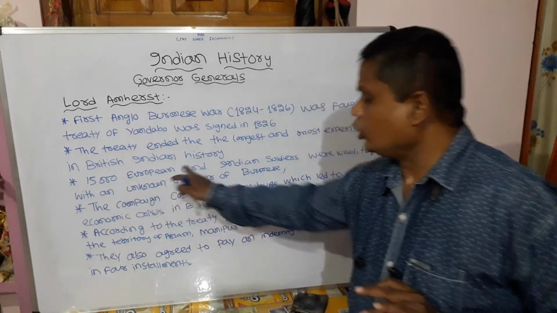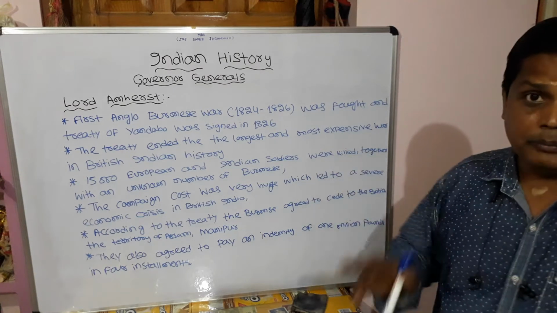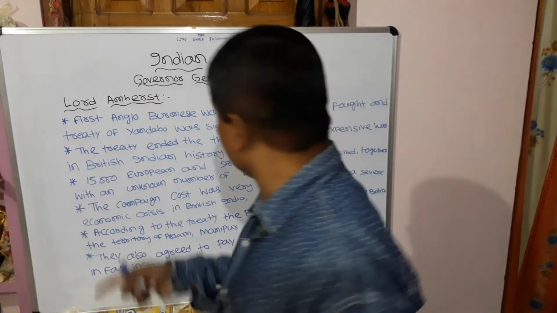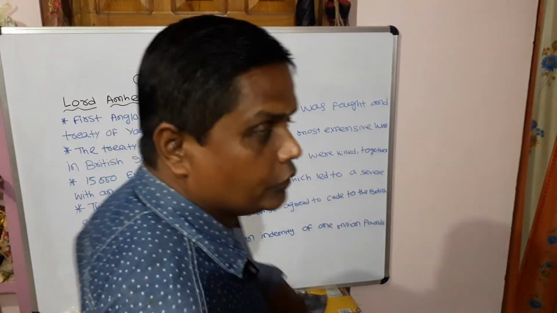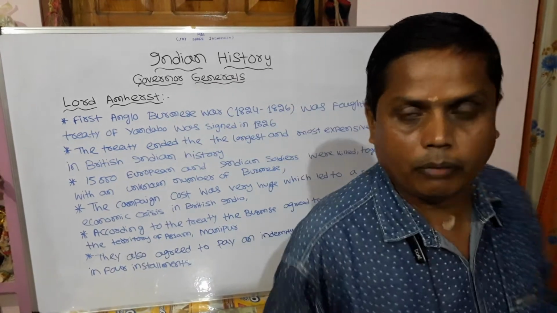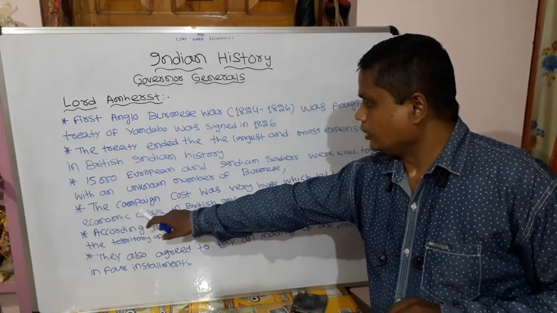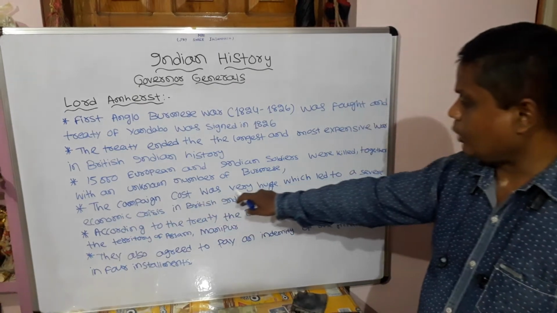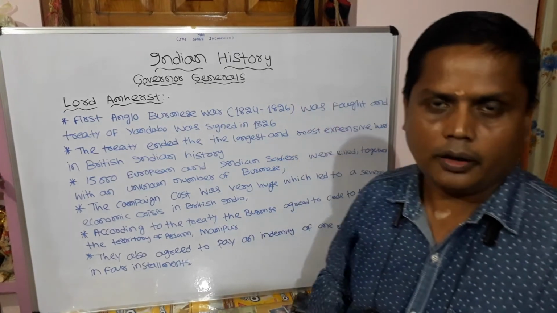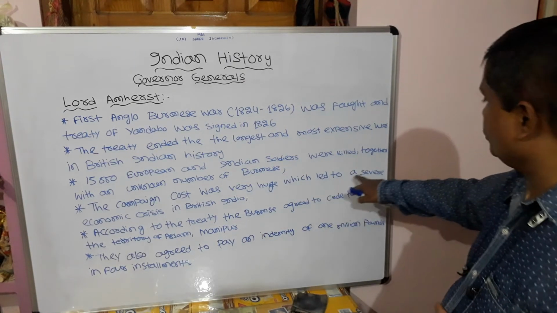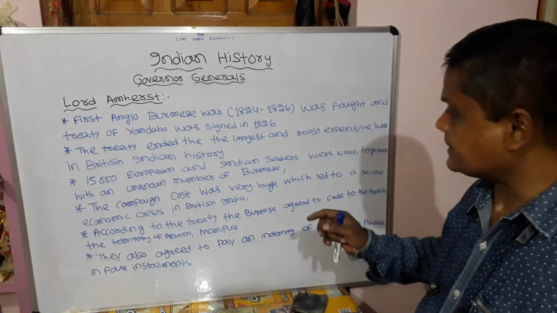Next, 15,000 European and Indian soldiers were killed, together with an unknown number of Burmese soldiers. The campaign cost was very huge, which led to a sharp economic crisis in British India.